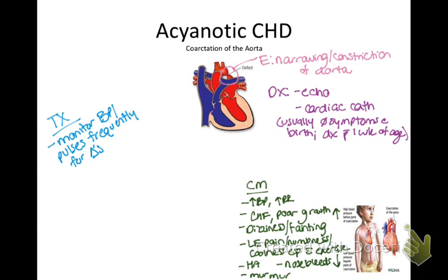So we're going to teach these patients to monitor their blood pressures and pulses frequently because we want to monitor for any changes. We can treat two ways. We can treat non-surgically with a balloon angioplasty. And basically with a balloon angioplasty, they're going to do a cardiac cath and they're going to insert a wire up. And the wire's got a deflated balloon around it. And once it gets to the area of the coarctation, they inflate the balloon and basically push open the vessel.